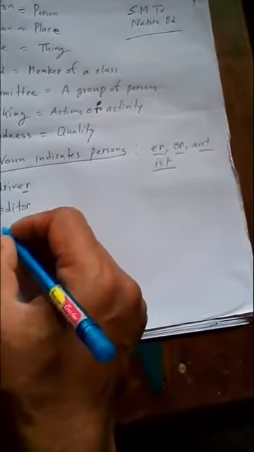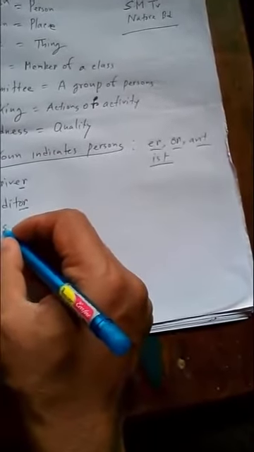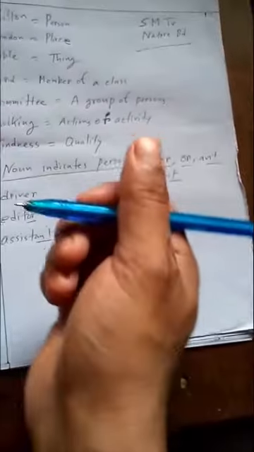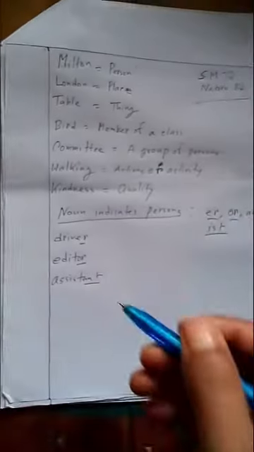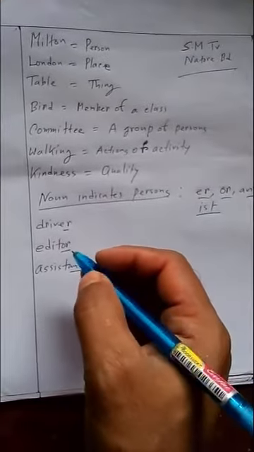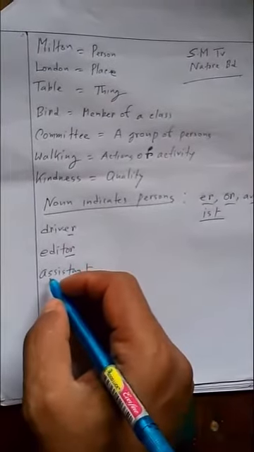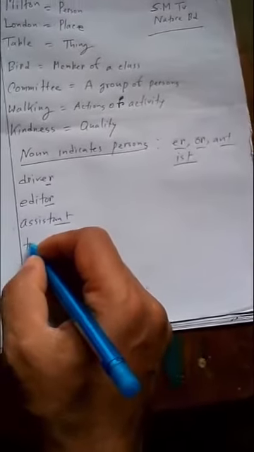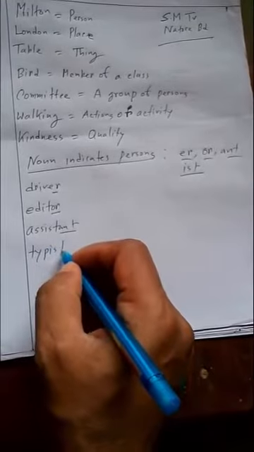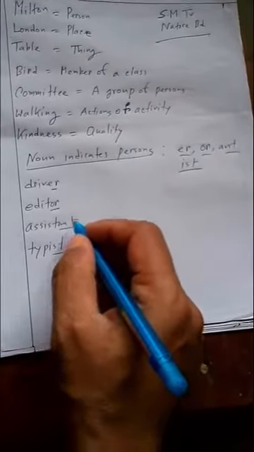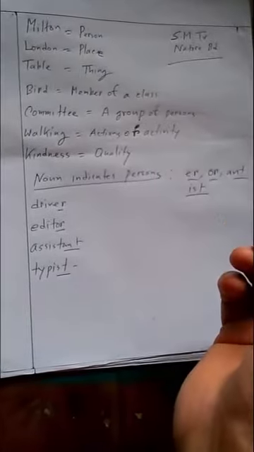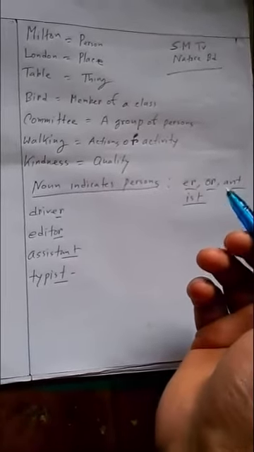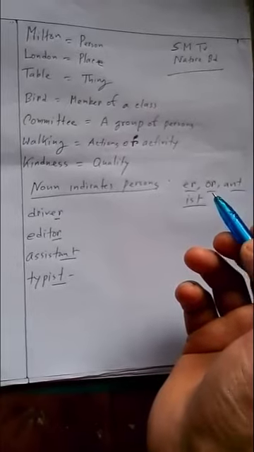Ant: assistant. For example, ant: assistant, attendant, etc. Next one, ist. For example, scientist, chemist, typist. So ist, ant, these are the characteristics of the noun. So we can understand that these are nouns. We can make nouns in this way.